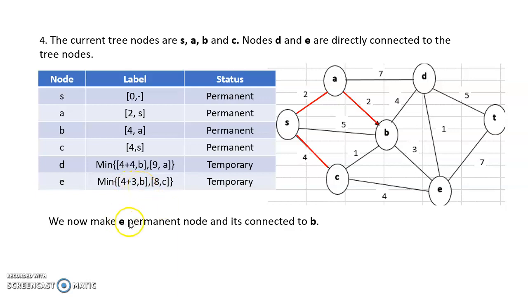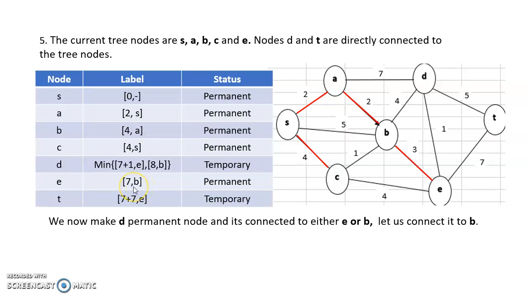So E is going to be permanent. The status of E is going to be permanent in the next table, and it will be connected to B. The status of E is changed now. So the tree nodes are S, A, B, C, and E. The nodes which are in direct connection with the tree nodes are D and T. And these 2 nodes are temporary nodes.